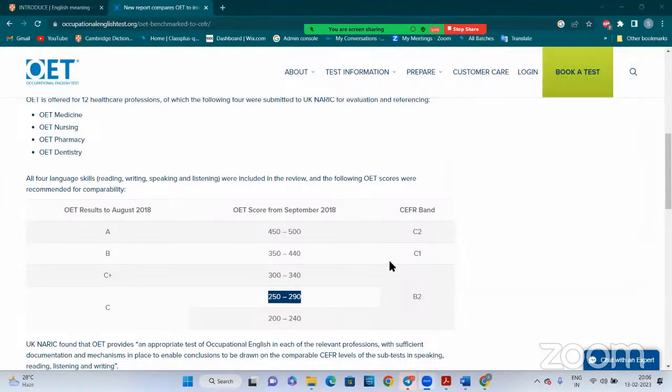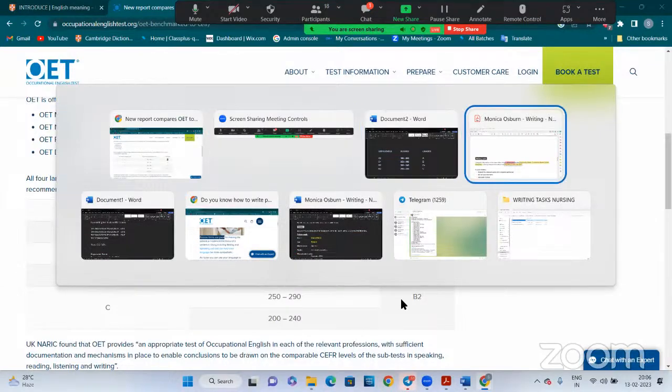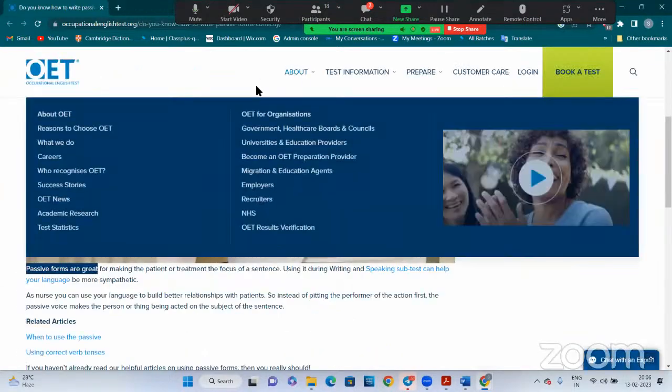So this is what it is. This is what you have to follow. Now I am telling you, C2 is giving you an A grade, C1 is giving you a B grade, and B2 is giving a C grade. You see now, I have shown you here.